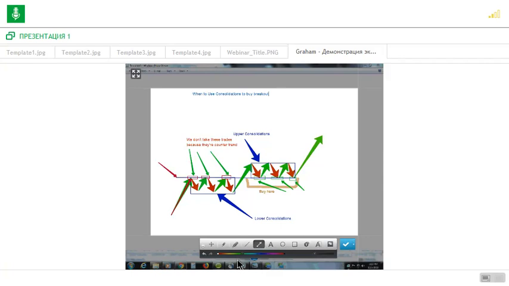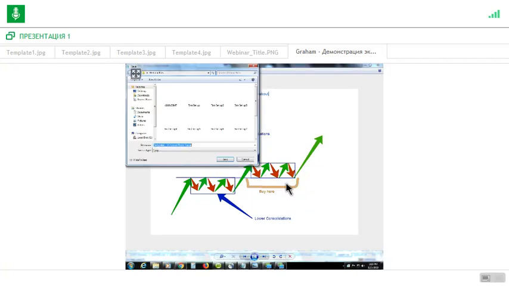I need to mark this there. There is this here. There is this there. So we'll come and say here that we take these buy trades because they are in line with the overall trend. So these are cases where it's upwards.